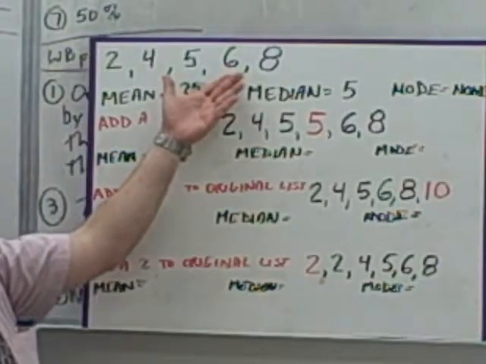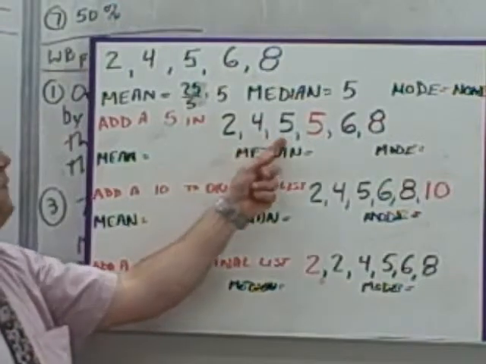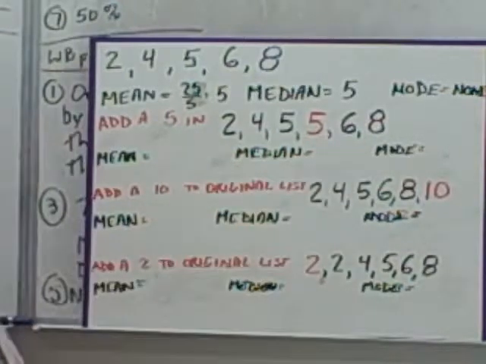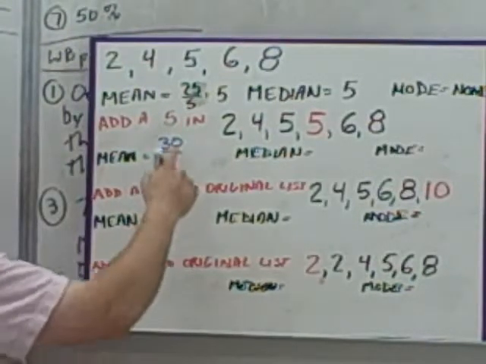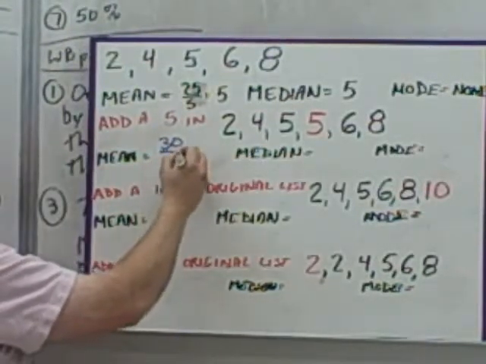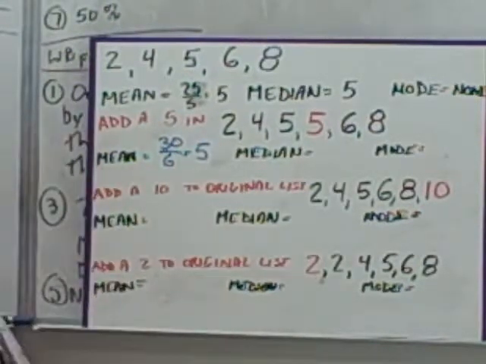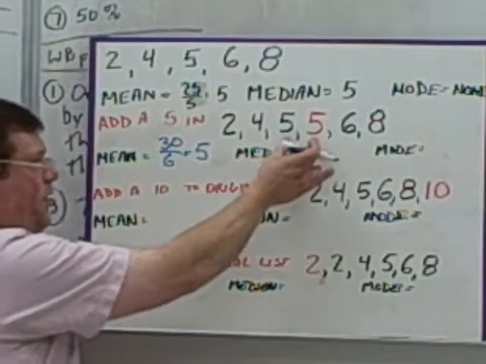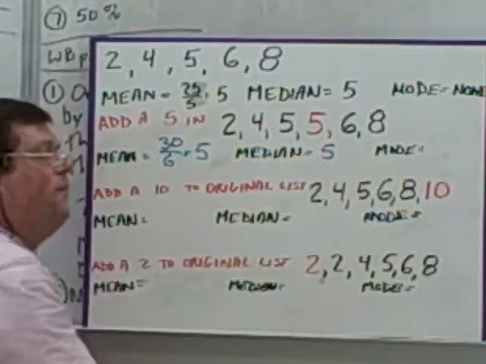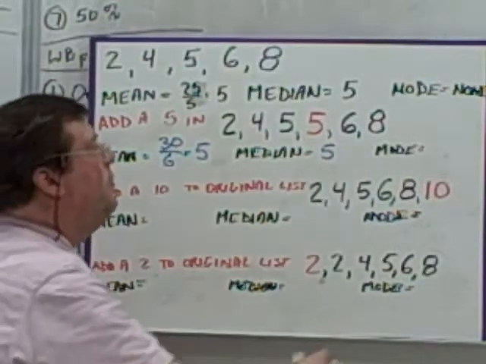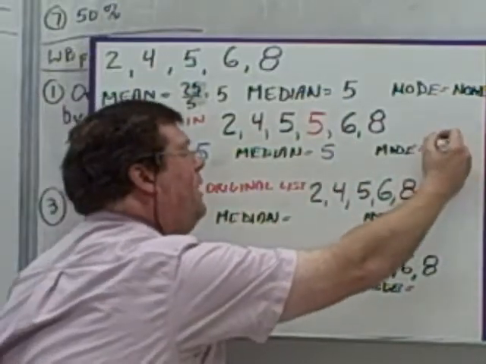Now, if we take that same set of data and we add in a 5, we now have 2, 4, 5, 5, 6, 8. When we add these all together, we're going to get 30. And now instead of 5 numbers, I have 6. When I do that, I get an average or mean of 5. Looking for the middle number, I now have these two numbers in the middle. They end up being 5. The mode, now there is a mode. There wasn't any before, but now the number 5 repeats, so it is the mode.